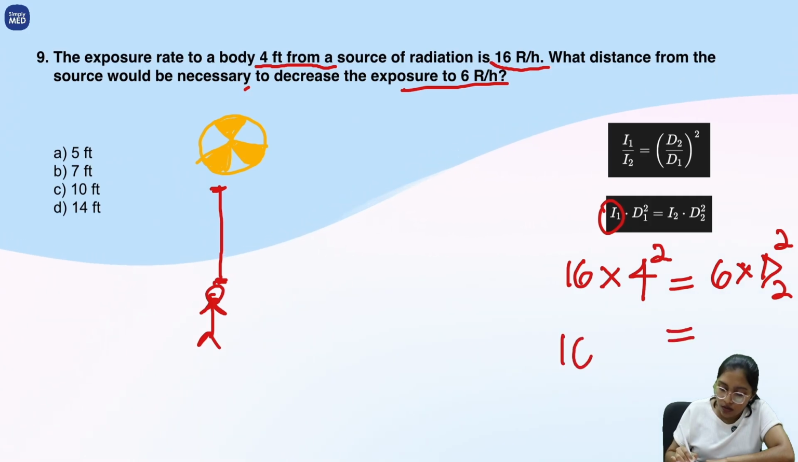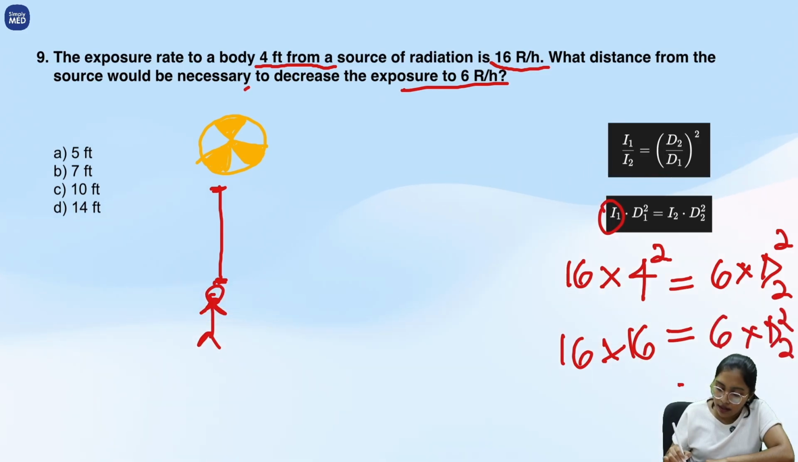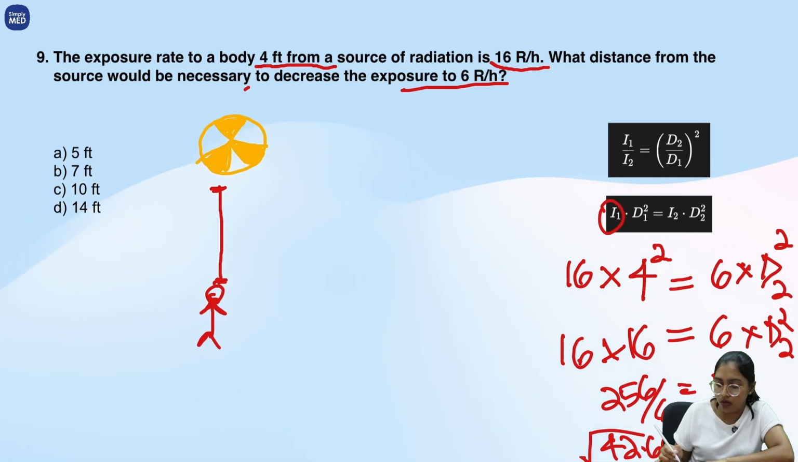Now 16 into 4 square is 16 into 16, which is equal to 6 into D2 square. We can bring the 6 here. 16 into 16 is 256. So 256 by 6 is equal to D2 square. 256 by 6 is 42.666 something. This is equal to D2 square. So now we have found D2 square. But what we need to find is D2, right? To find D2, what do we have to do? We have to take the square root of 42.66.